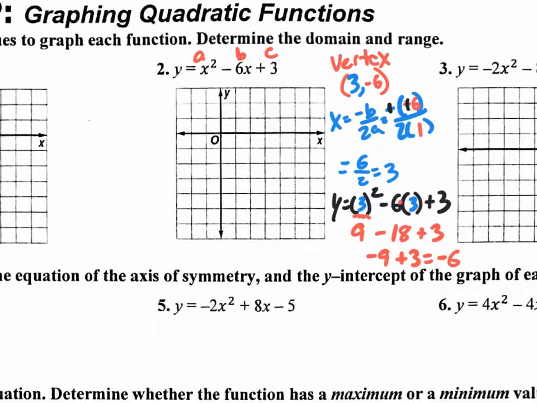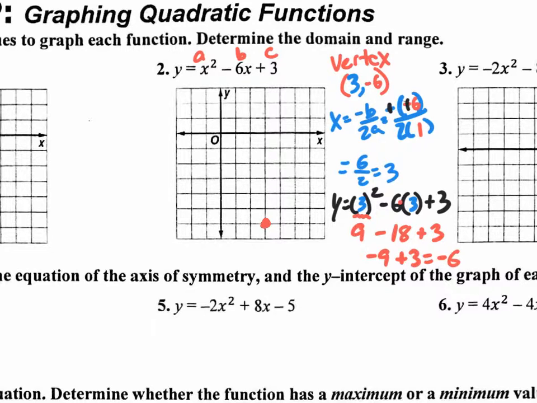Let's graph that. Positive 1, 2, 3, negative 1, 2, 3, 4, 5, 6. That's our vertex. Does this open up or down? Up. All right, great. Now, what's the very next step after finding the vertex?